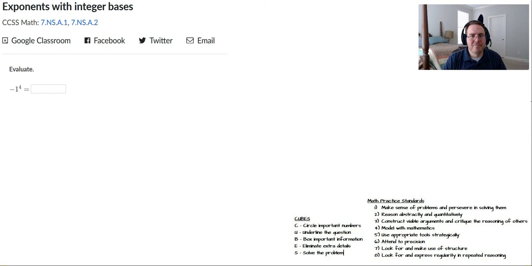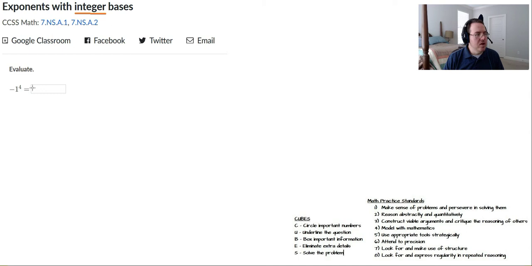Okay, so we're going to go ahead and start with exponents with an integer base. And integer, of course, the word integer means positive and negative whole numbers. So the base here is a negative one.